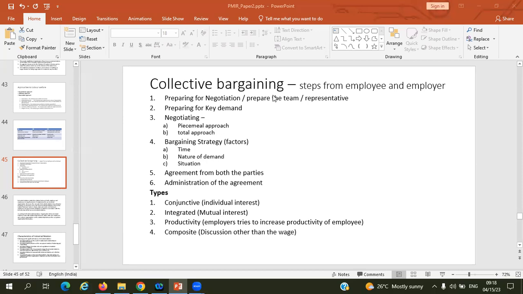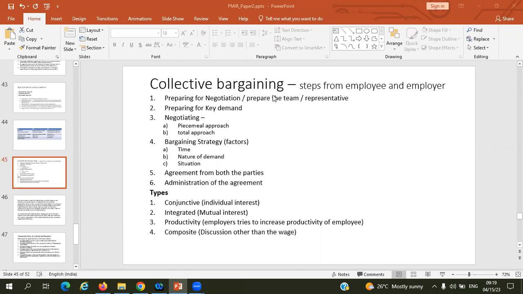Whenever you are negotiating in the piecemeal approach, you will talk one by one. Suppose canteen is one issue, wage is one issue, overtime is one issue. You are specifically talking about issues one by one and deciding what discussion happened, what you want, what management wants. So we are making a note of it. That is the piecemeal approach of negotiation.